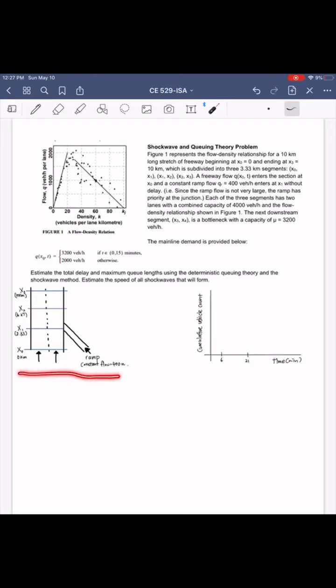This illustration right here is what basically the problem is explaining. So there is a 10 kilometer stretch right here divided into three segments with two lanes, with the ramp flow coming in from here, starting at x0. And there's a ramp right here at x1 with a constant flow of about 400 vehicles per hour. And let's now take a look at this flow density relationship.